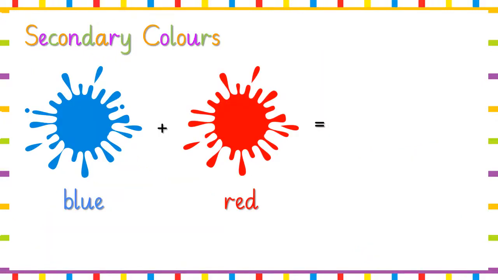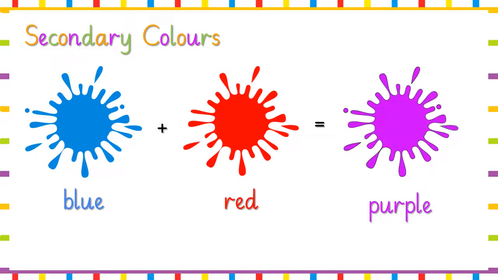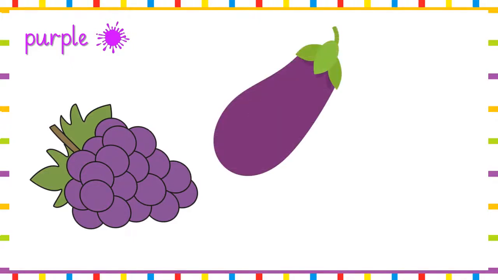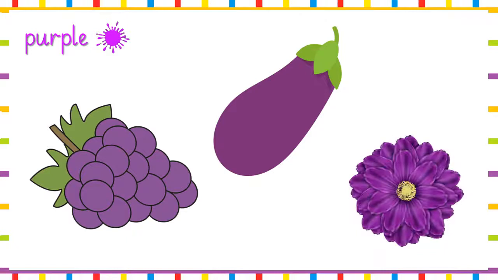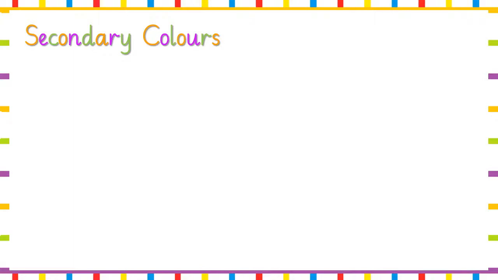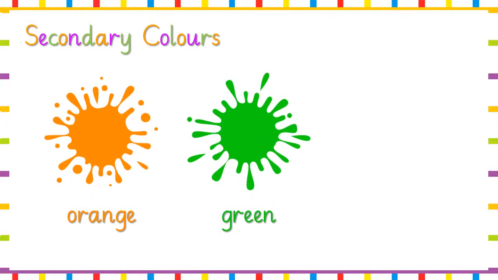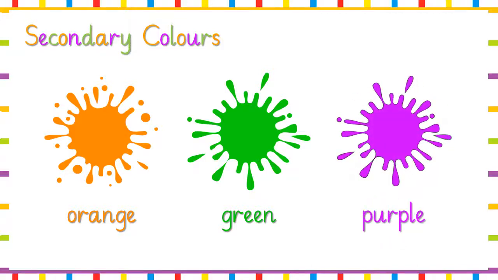When we combine blue with red, we get purple. Right. Let's see the purple colored objects. Grapes are purple, eggplant is purple, and a daisy flower is also purple. So what are the secondary colors? Yes, orange, green, and purple.